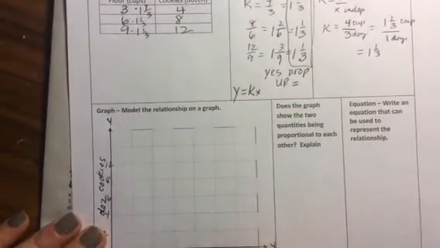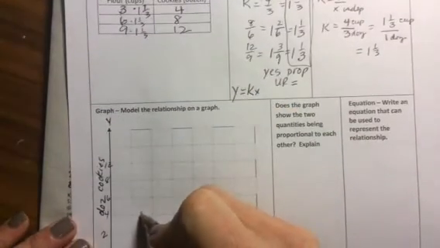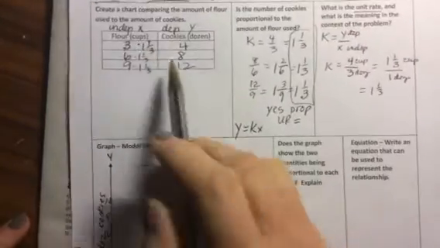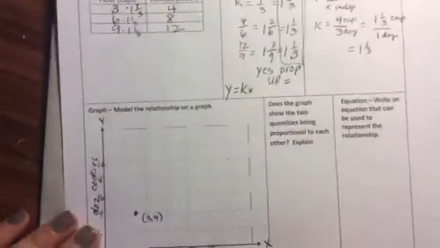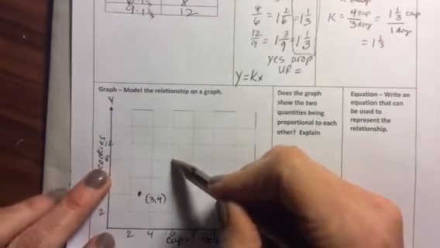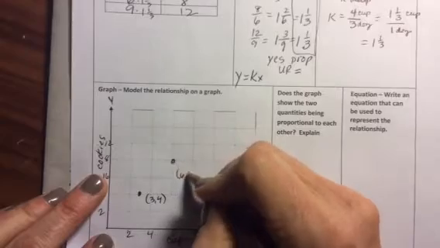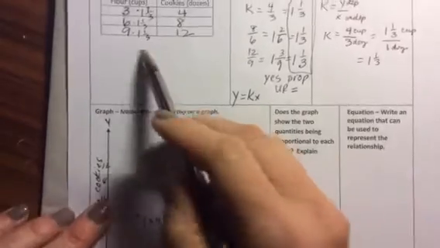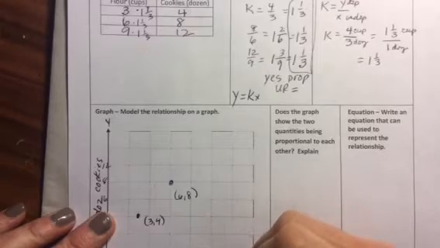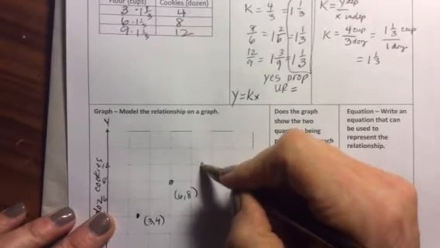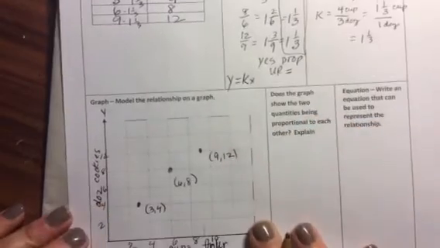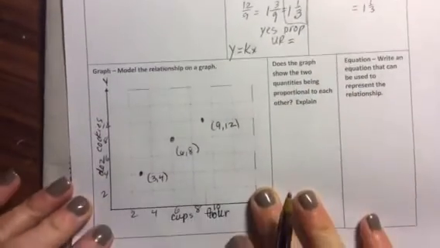All right, so for the first one, it would be 3, 4, because that's the x and the y. So 3, 4 would be right here, and I'm going to label that 3, 4. And then we would have 6, 8. So if I go to 6 and up to 8, there's my point, 6, 8. And then if I have 9, 12, I would go to halfway between 8 and 10 and up to 12, and that would be 9, 12. All right, so we've got that relationship.